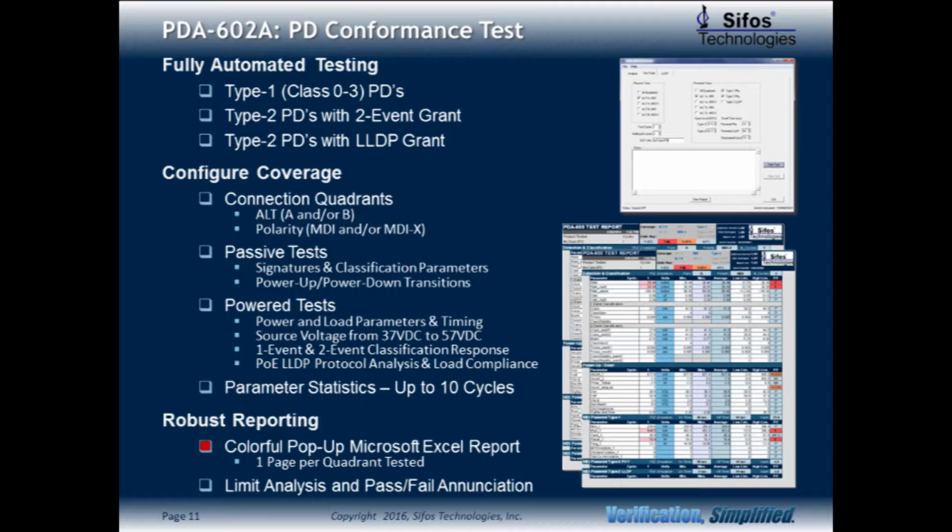When PD conformance testing is completed, a colorful pop-up Excel spreadsheet annotated with any failures or warnings is automatically produced. The spreadsheet includes 1 page per quadrant tested.